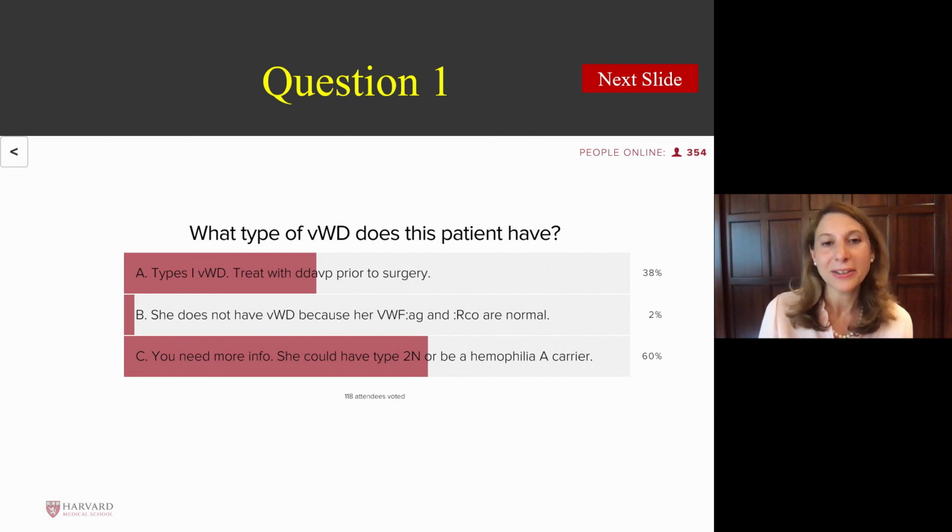All right. So there's still some people, I think, who are voting there. See the numbers going up. It's looking, though, like the majority is C, which is you need more information. She could have type 2N or be a hemophilia carrier. All right.